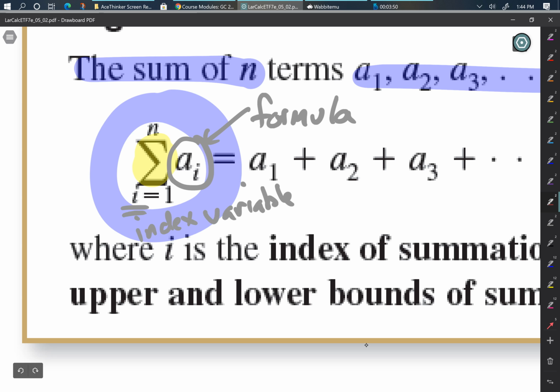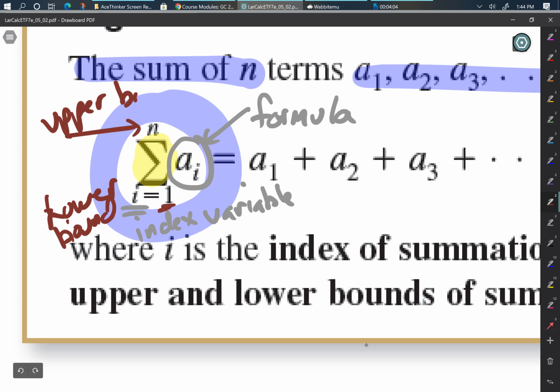This number 1 right here is our lower bound, and this n up here is our upper bound. Now, you don't have to start with 1, but we usually do. We usually start with the first term. There's no reason why you couldn't say, okay, let's start by adding the 5th plus the 6th plus the 7th plus the 8th and go out to the 12th term. But we usually start with the first one because that's what we're usually doing.